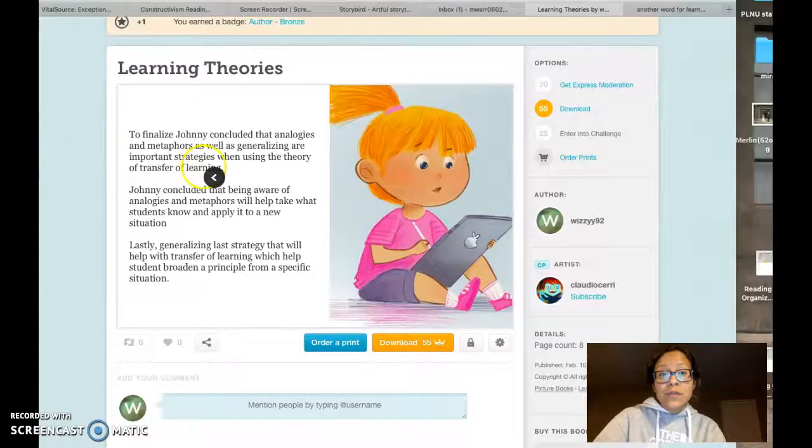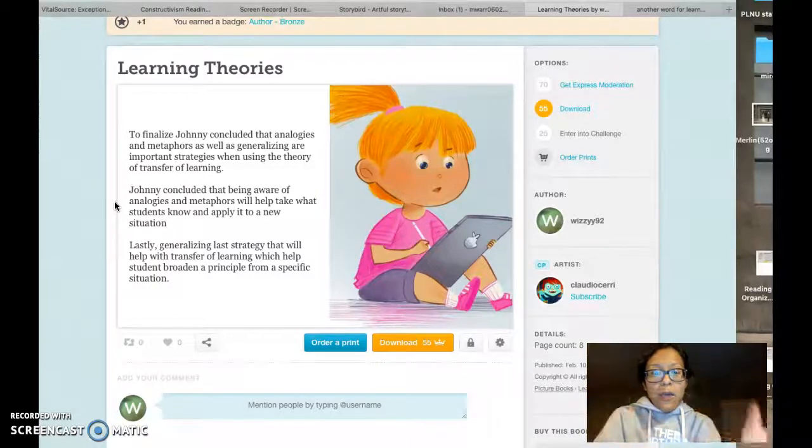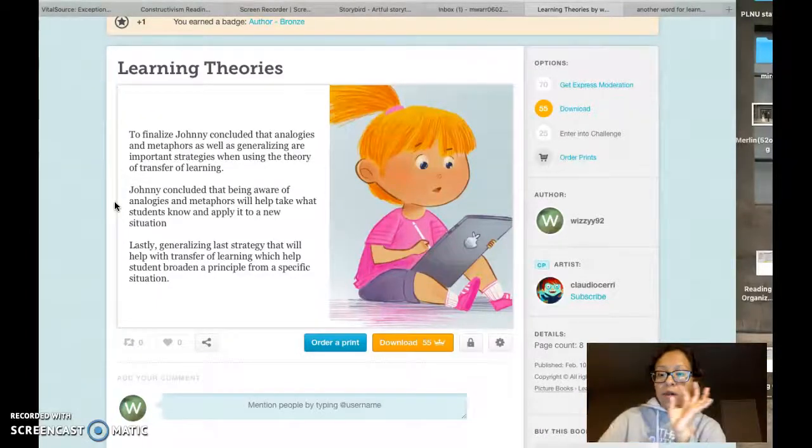And then to finalize, Johnny concluded that analogies and metaphors as well as generalization are important strategies when using theory of transfer of learning. So Johnny concluded that being aware of analogies and metaphors will help take what students know and apply it to a new situation. So that is what analogies and metaphors are about. You apply what you learn in a new setting and a new environment.